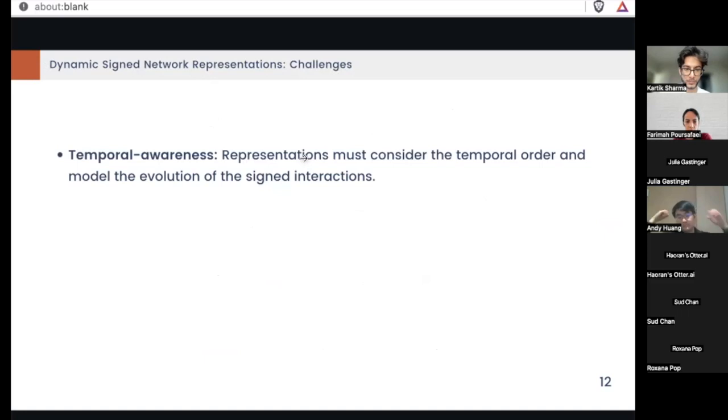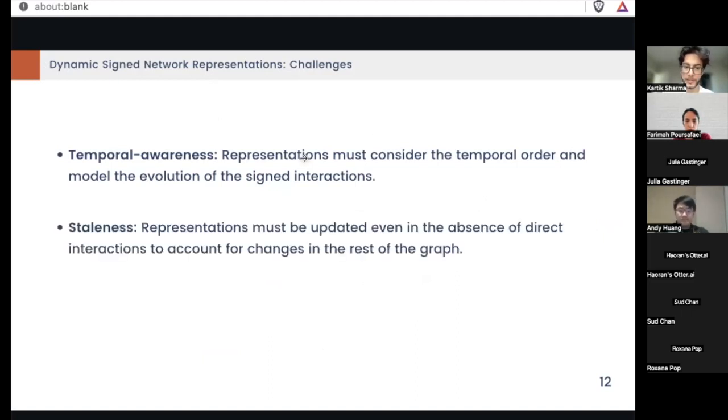One first challenge would be temporal awareness. Representations must be time aware and model the evolution of the interactions, because there is time information in our data. The second challenge for representing a dynamic sign network is that the representations must not remain idle, even in the absence of interactions, lest they become stale with respect to the other changes in the node embeddings elsewhere. They should be up to date with how the graph has evolved so far.